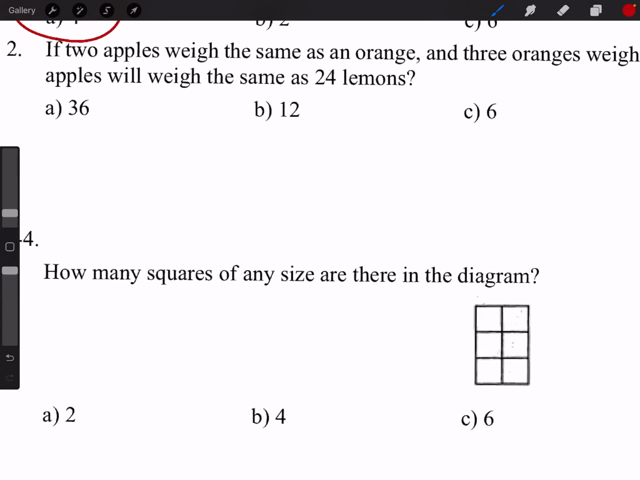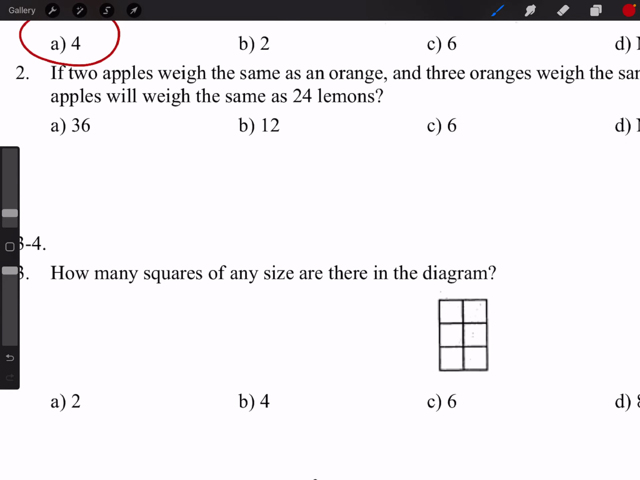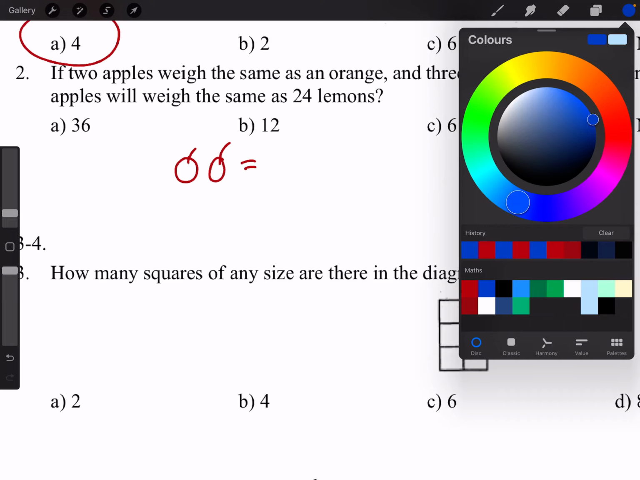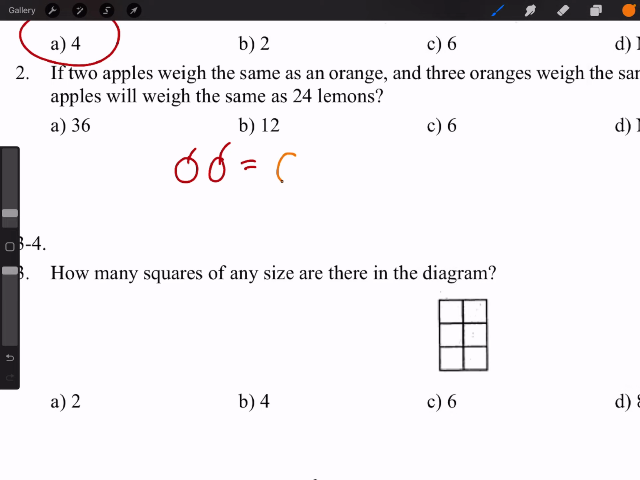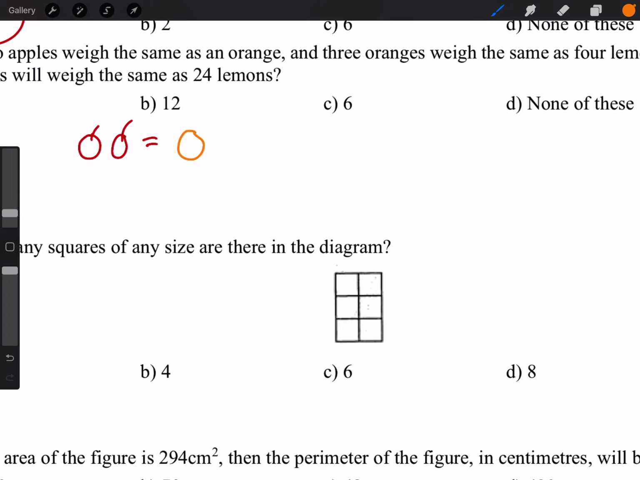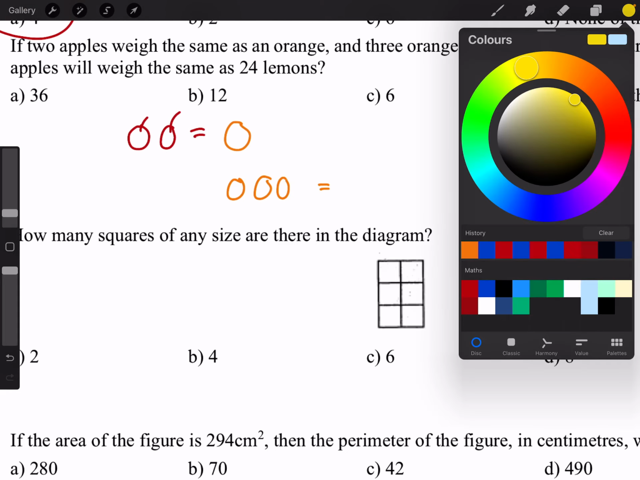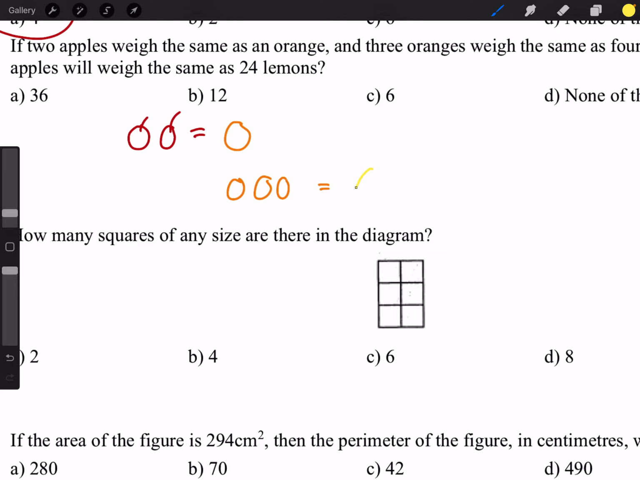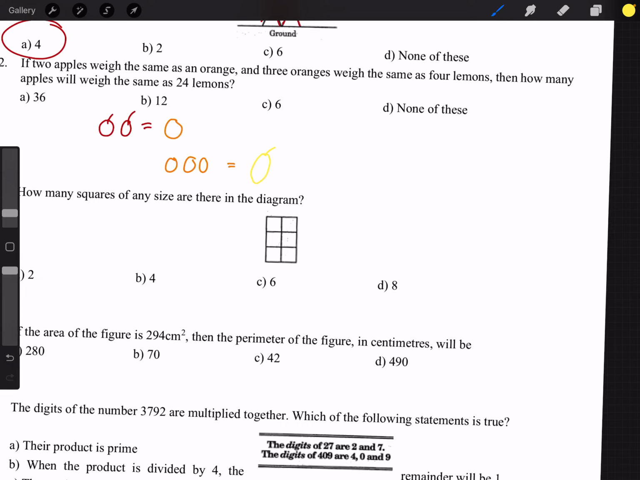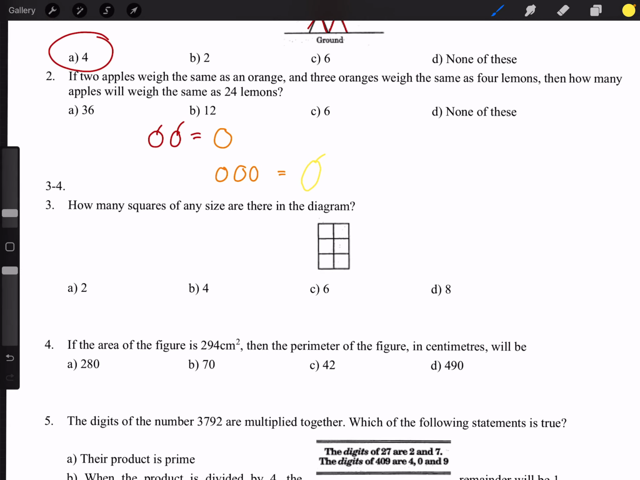If two apples weigh the same as an orange, so two apples, so let's just draw that. Say the same as an orange. So let me just do an orange. And 3 oranges weigh the same as 4 lemons. So 3 oranges is equal to 4 lemons. Then how many apples will weigh the same as 24 lemons?